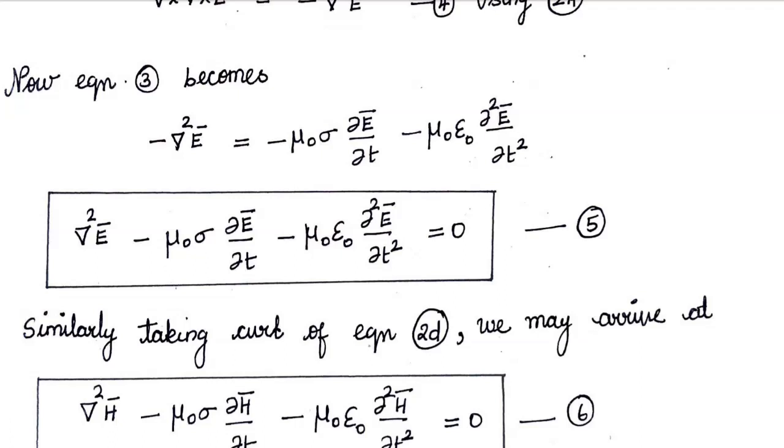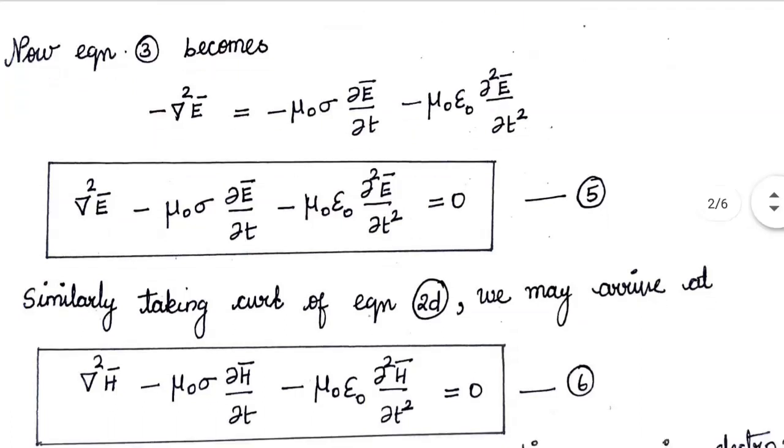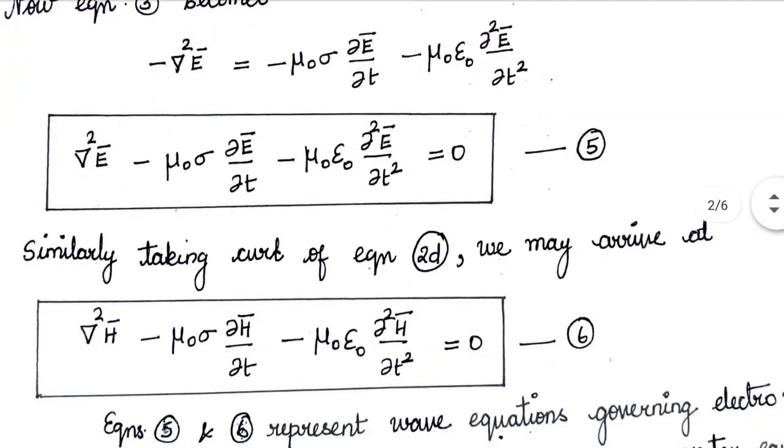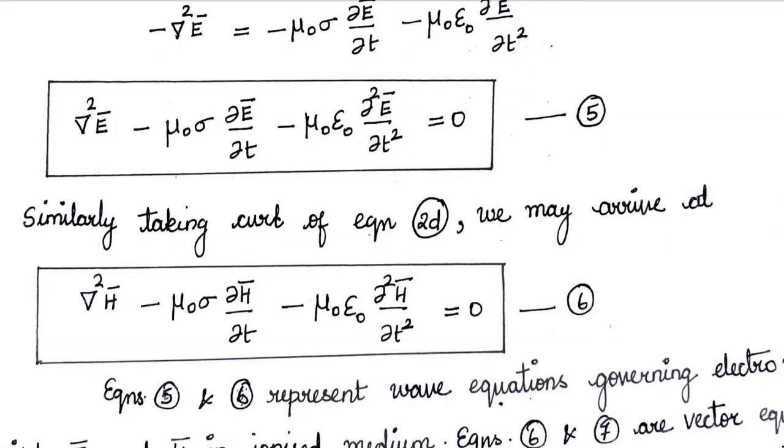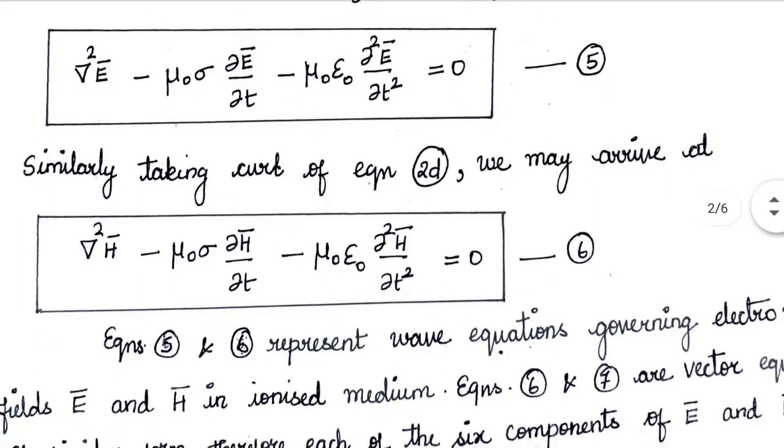This equation is obtained by taking the curl of equation 2c. If we had taken the curl of equation 2d and done the same procedure, we would arrive at del square H vector minus mu naught sigma dou H by dou t minus mu naught epsilon naught dou square H vector by dou t square is equal to 0. So this is equation number 6.